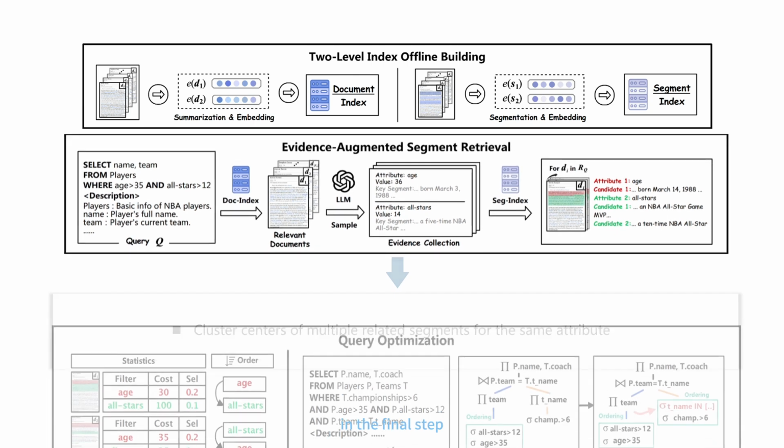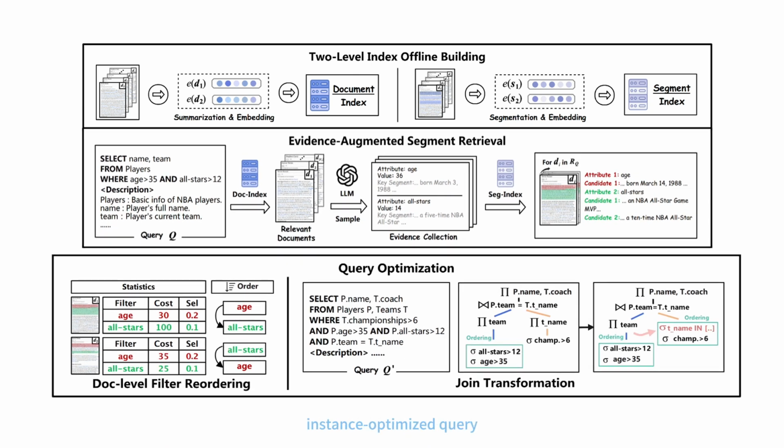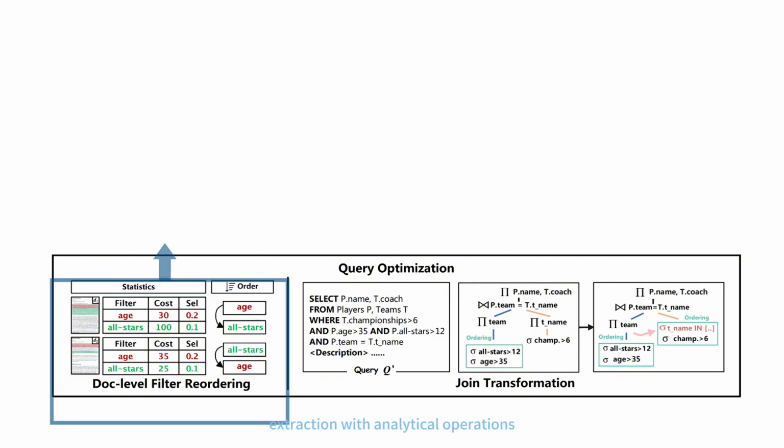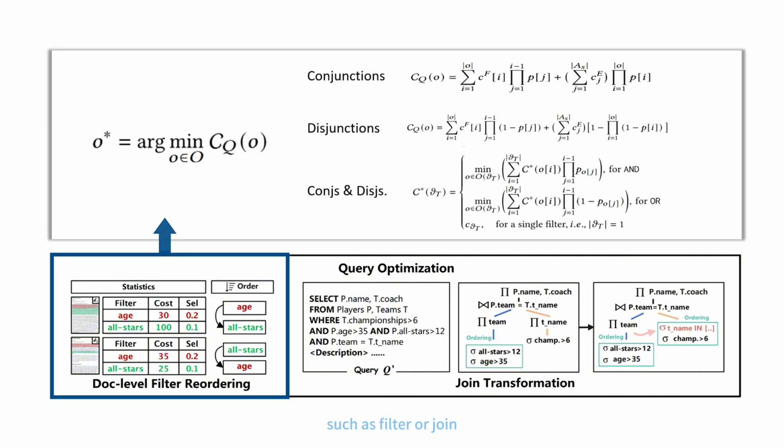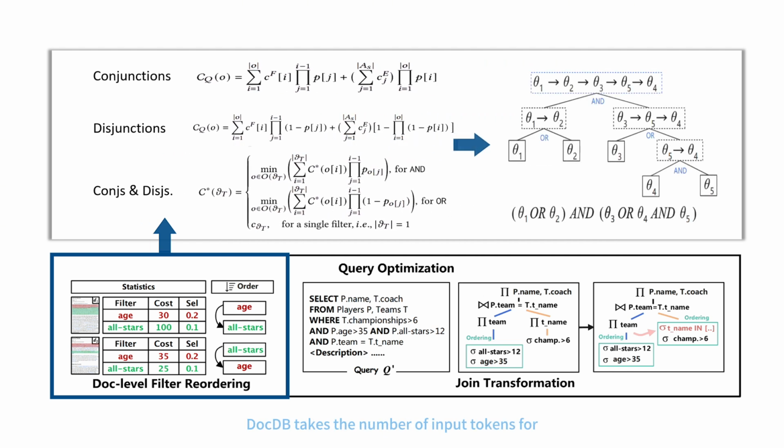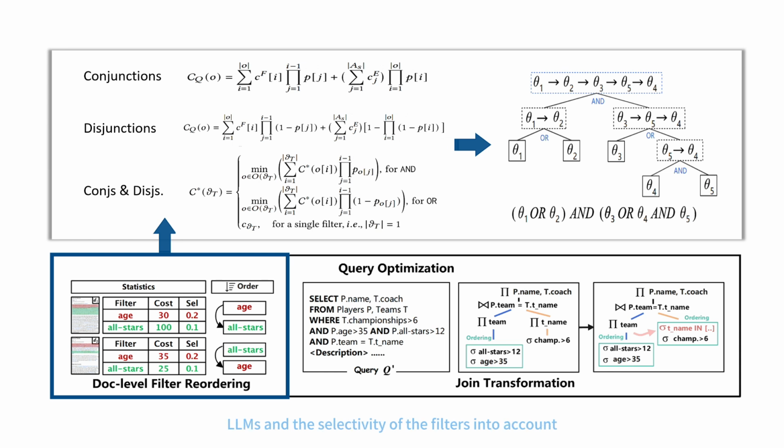In the final step, DocDB employs an instance-optimized query execution strategy that interleaves attribute extraction with analytical operations, such as filter or join. Specifically, for different combinations of filters, such as conjunction, disjunction, or a mix of both, DocDB takes the number of input tokens for LLMs and the selectivity of the filters into account and then establishes a priority scoring model to compute the optimal filter order.